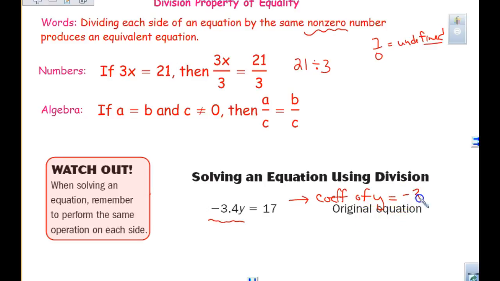Negative 3.4. Now, it is important to identify that coefficient. On the quiz we took Friday, some of you struggled with identifying it. The coefficient just means the number times y. So why do we need to identify that? Because now we're dividing by that coefficient. We're going to divide both sides by negative 3.4. On both sides, we're going to divide by negative 3.4.